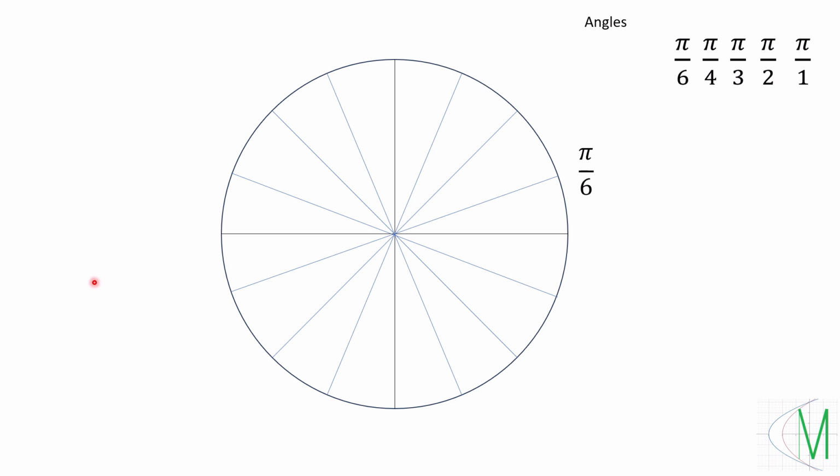Once I get that, I'm going to use that same logic and write out the other angles. I have pi over 4, pi over 3, and pi over 2. Now, pi over 1 is just pi. We're going to get there in a minute. But you should remember, pi is half of a circle, so pi is going to be this angle right over here. We'll get to that.